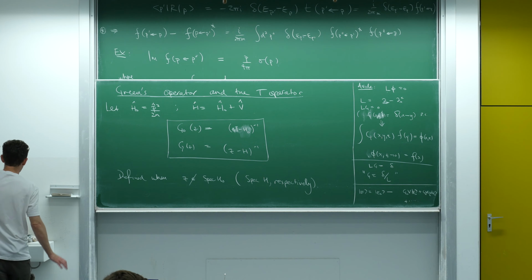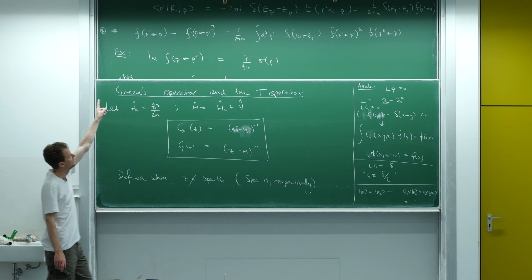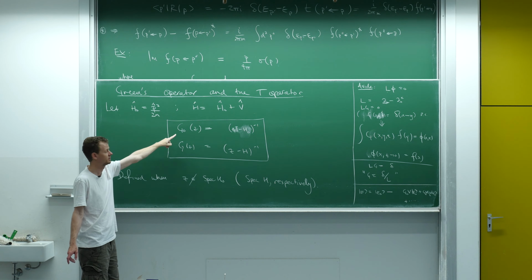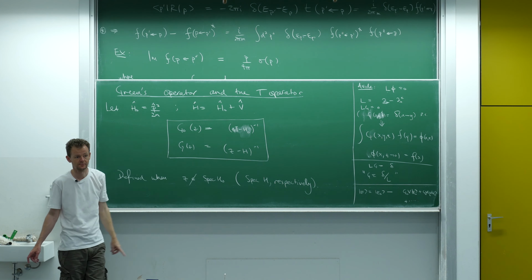And today's task is to connect the scattering cross-section to the Hamiltonian, and the way we're going to connect it is via these Green's operators.